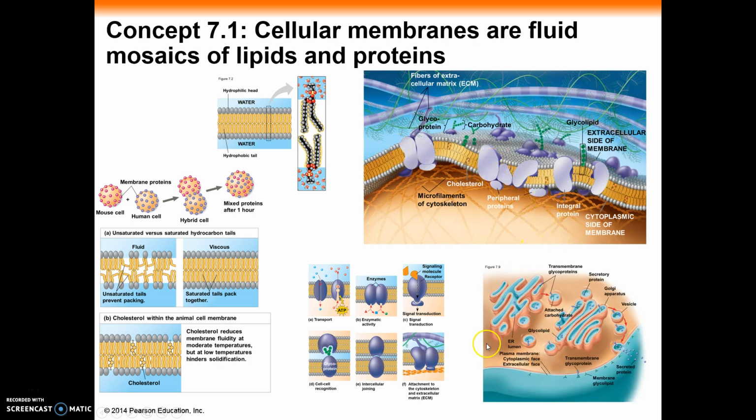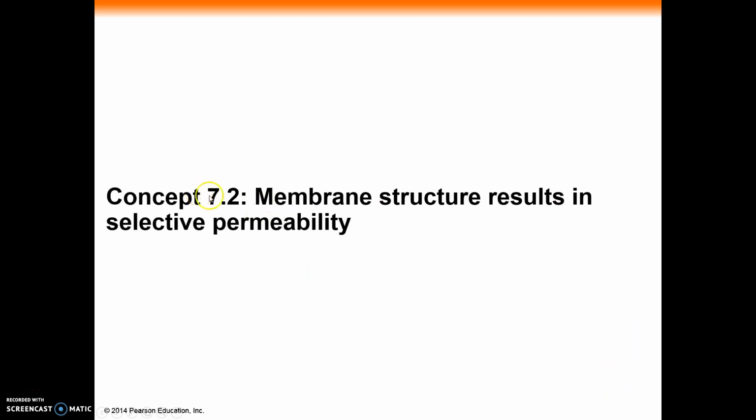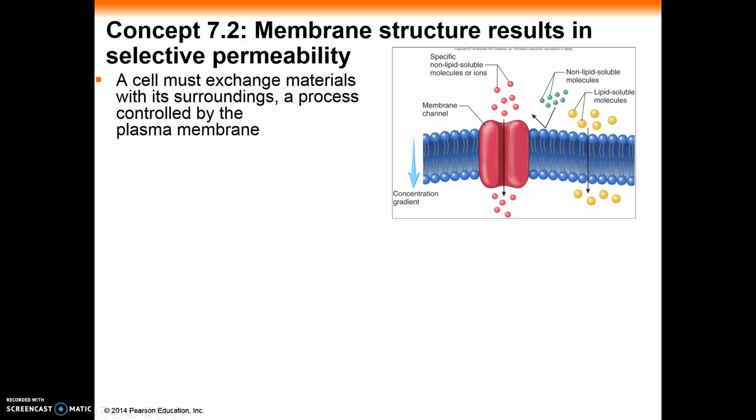And these membranes definitely have faces associated with them, and the inside or the luminal space of all these organelles is analogous to the outside of the cell. So concept 7.2 is membrane structure results in selective permeability. So when you have something lipid-like, it can pass straight through the membrane because it's not going to be excluded from this hydrophobic region.